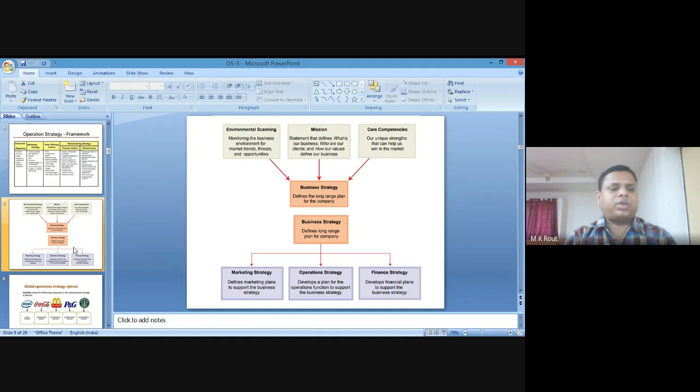And if you combine the marketing strategy, the operation strategy, and the finance strategy, it directly leads towards a long-term plan for a company in the form of business strategy. That is the concept. Moving to the next part.